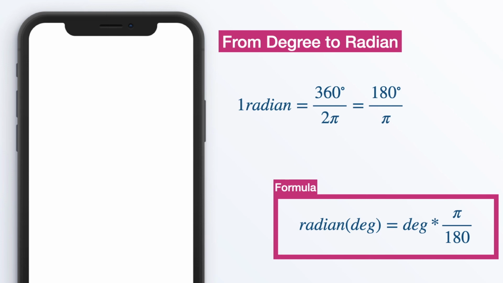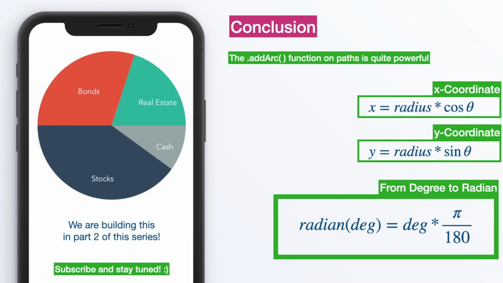Great, with this we're already at the end. Let's quickly conclude what we learned here. So first we learned that the path has this add_arc function that can be used to draw our pie chart. Then we also learned how to position the labels using some basic trigonometry. And lastly, we learned how to convert from degree to radian, because in the programming environment, we do not talk in terms of degrees, rather we talk in terms of radians. Now, believe it or not, this is all you have to know to draw pie charts. And in part 2 of the series, you will get straight into the programming.